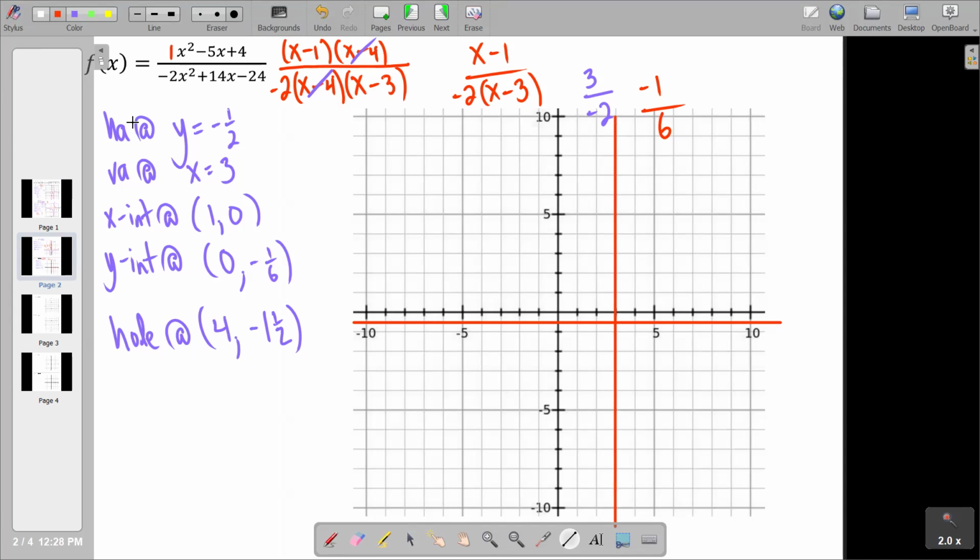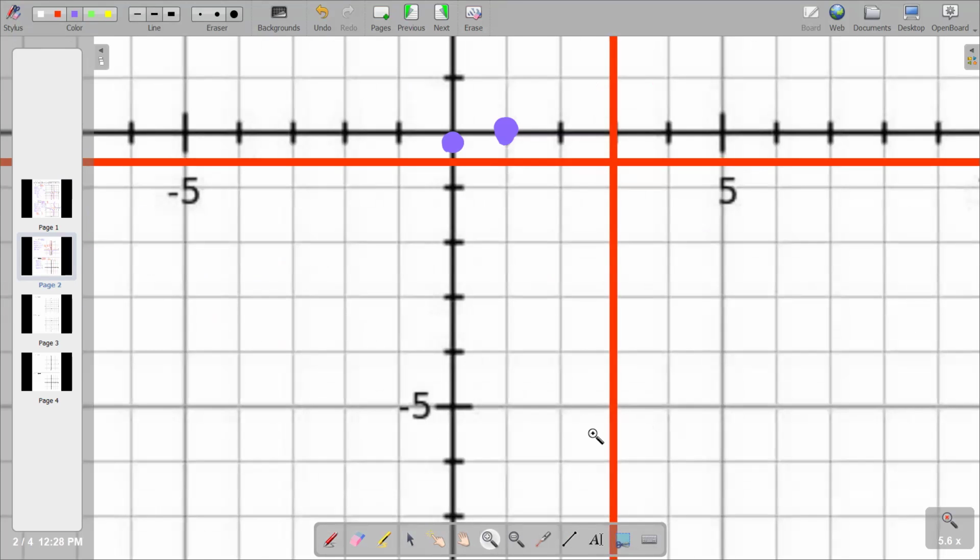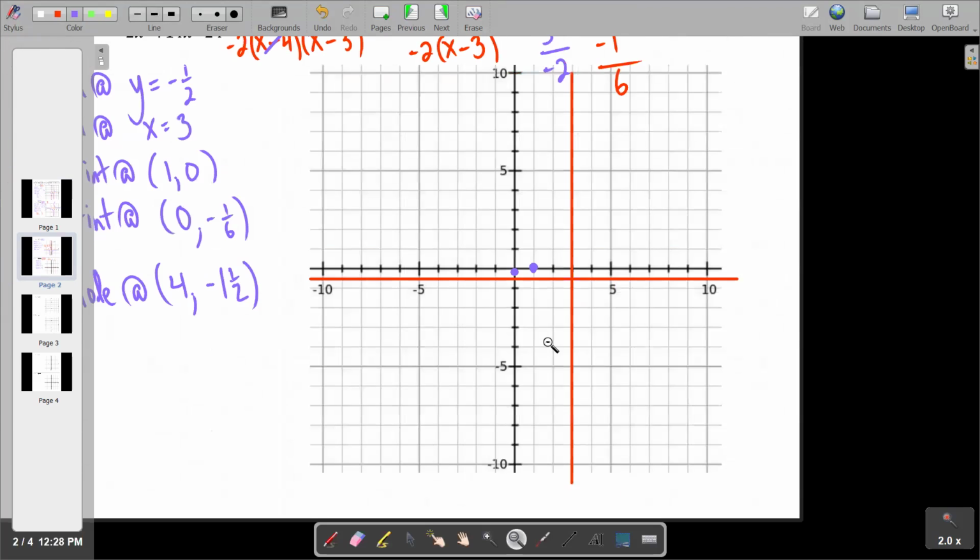There's an x-intercept at (1, 0). Never a bad idea to just plot that thing in there. So go to (1, 0), stick an intercept right there. There's a y-intercept at (0, -1/6). I can zoom in, but what you want to try to show is that that y-intercept is just a skosh below 0.